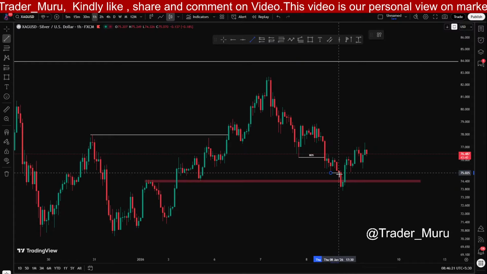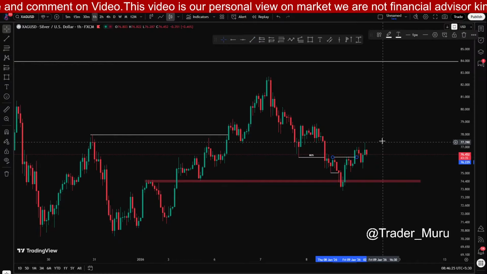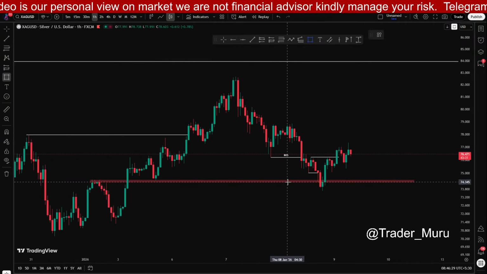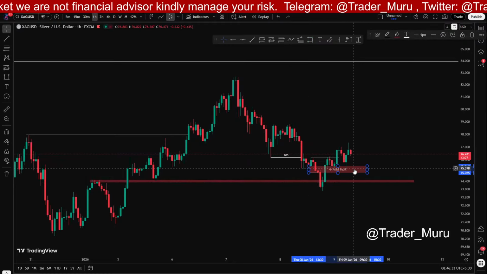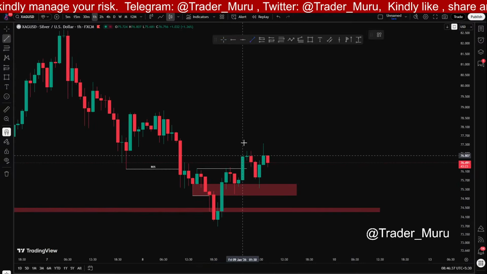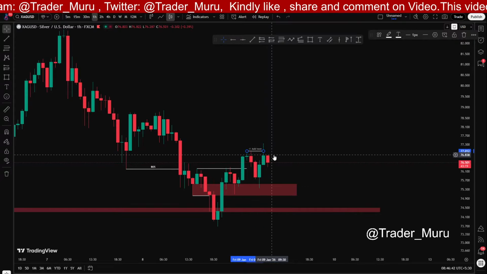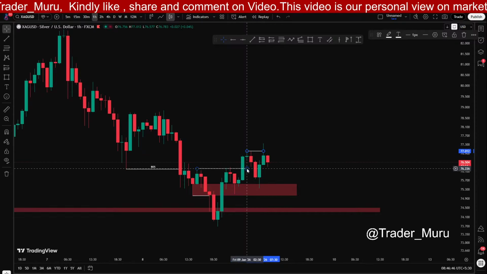And this is also breakout structure. So this is our change of character in silver, and our buying zone is this QML zone, which has already been tapped, and the first target is already hit, which is the recently created high. From the QML area, the first target is always the first recently created high.